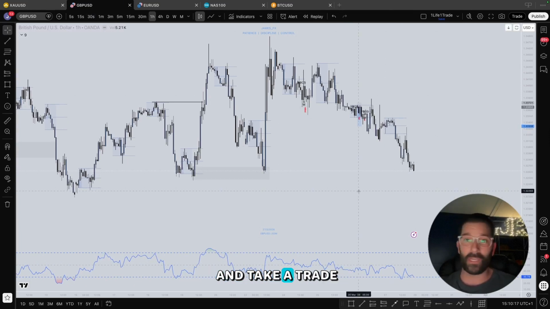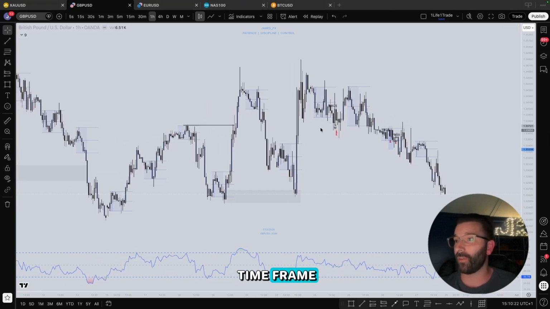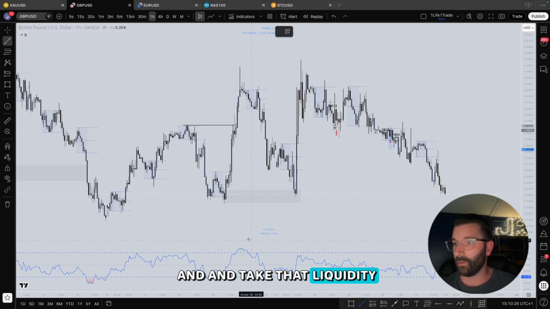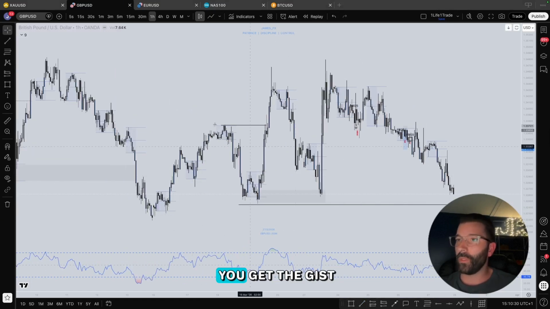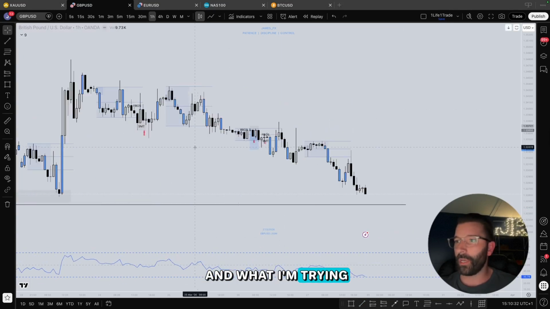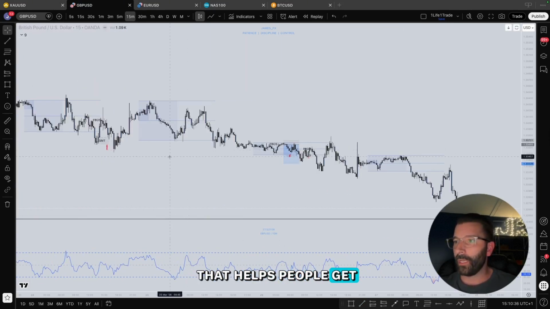Don't just jump up and take a trade first thing in the morning. But that tells me on a higher time frame, on an hourly time frame, that is more than likely going to come past that and take that liquidity. I mean, it might not, but you get the gist of what I'm trying to say. So yeah, hope that helps. Hope that helps people not get stopped out.